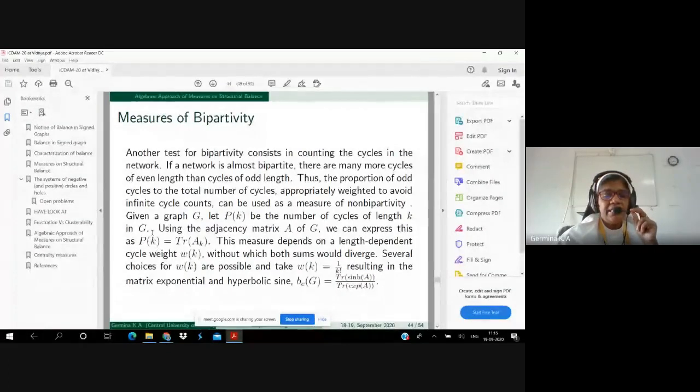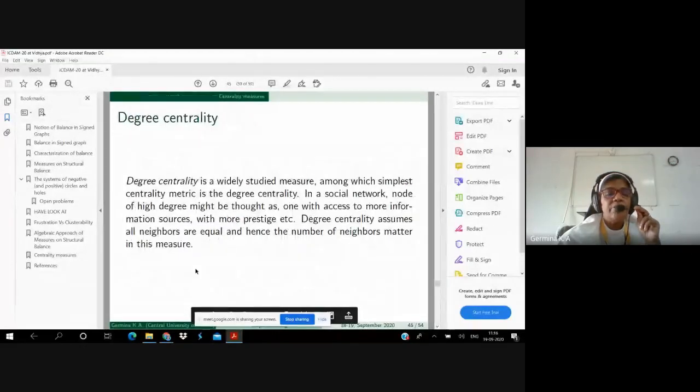Let P of k be the number of cycles of length k in G. Using the adjacency matrix A of G, we can express this P of k as trace of A^k. And this measure depends on a length-dependent cycle weight W of k, without which sums would diverge. Several choices for W of k are possible. You can take W of k equal to 1 over factorial k, resulting in the matrix exponential and hyperbolic sine, bipartivity b_s of G equal to trace of sinh of A divided by trace of exponential of A.